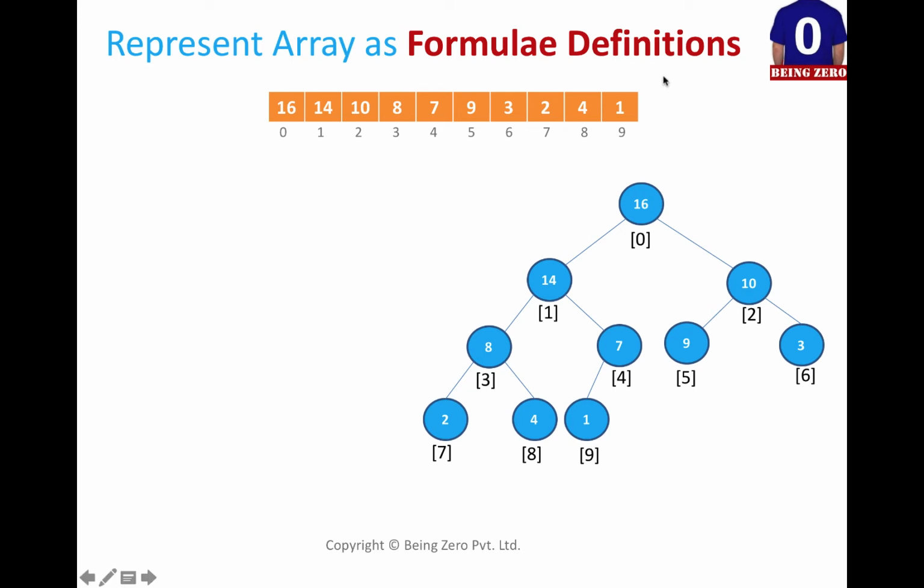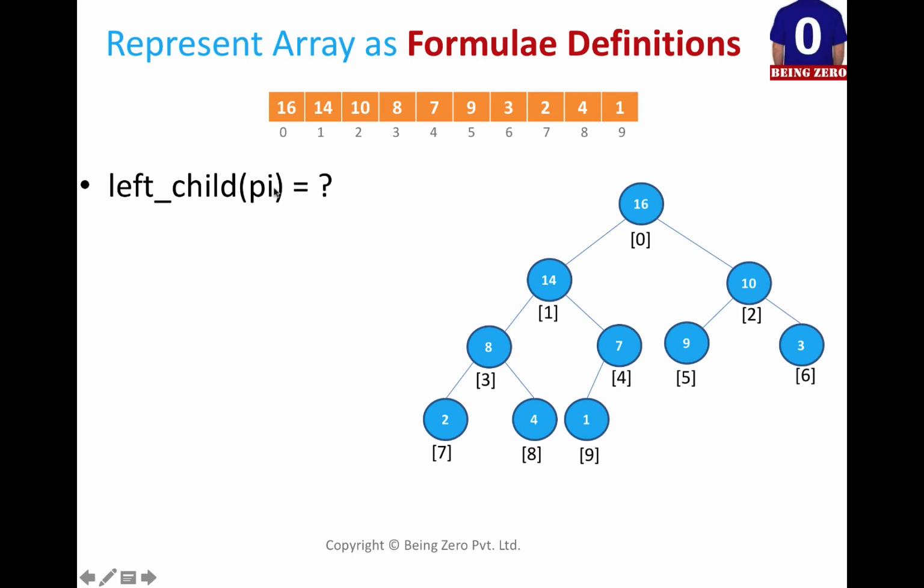Now imagine that an array is given, and the array is visualized as a complete binary tree. Now we want to define certain formulas. The first one is: given the parent index, imagine the index 7 is given to you. We want to tell what will be the index of its left child, like for 4 the index is 9.